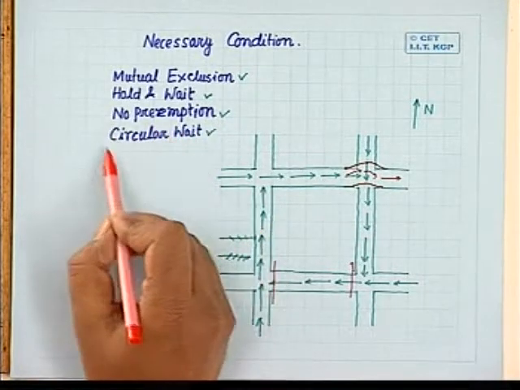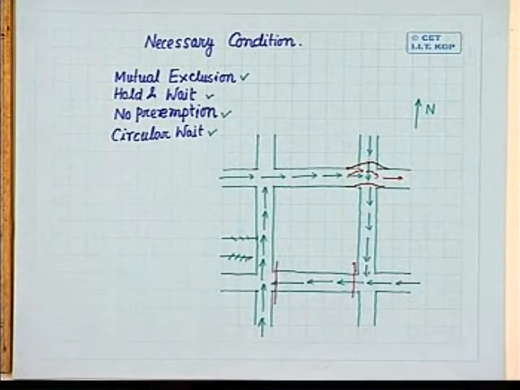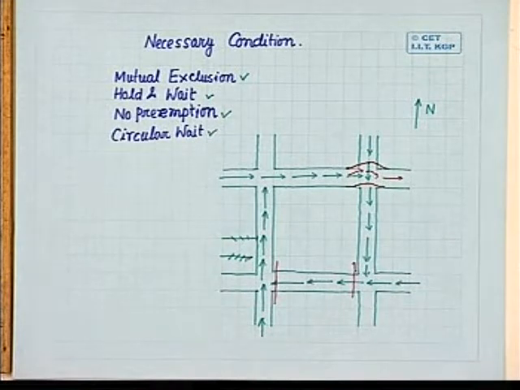And similarly, this circular wait. Obviously, if I can break this hold and wait, circular wait can also be broken. Okay. So this is a nice example which shows the existence of all the four conditions and how that can lead to a deadlock. Okay.